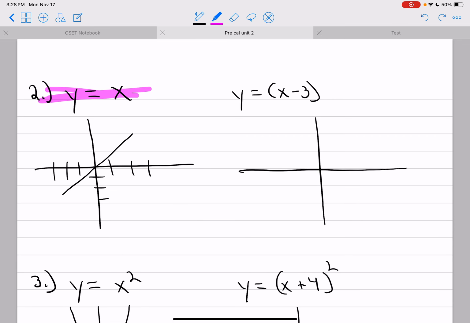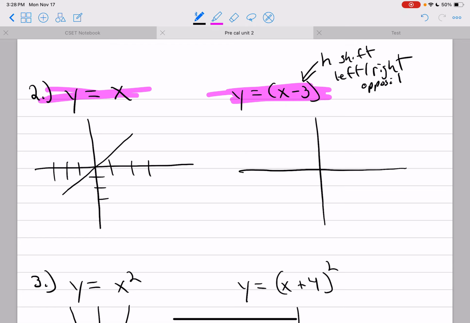Well, what if I have y equals x minus 3 now? Why don't you pause it and show what you think the line would look like? So cool. Hopefully, you saw this minus 3, you're like, oh, that's an H shift, and that goes left or right. So you're like, okay, I know it's the opposite. So this says minus 3, so this is going to shift it over 3 in the positive direction. 1, 2, 3. So I'd have a line, and it'd look like this with that H shift.